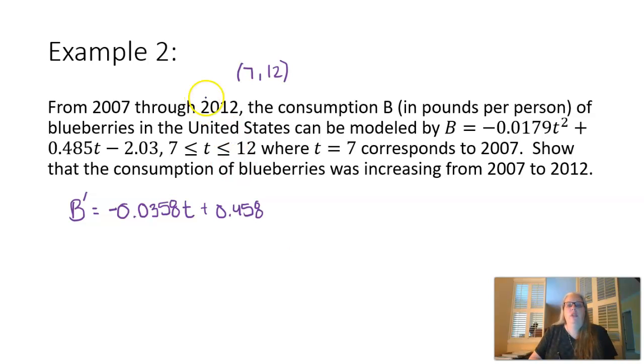Okay, now we want to show that this thing is increasing, and that means that all of this right here has to be greater than 0, or greater than or equal to 0. And so one thing that we can do is we can take the derivative there and we can set this greater than 0, and what this will do is it'll tell me all the values of t that cause my derivative here to be a positive number. Alright, so let's subtract the 0.485 to the other side.